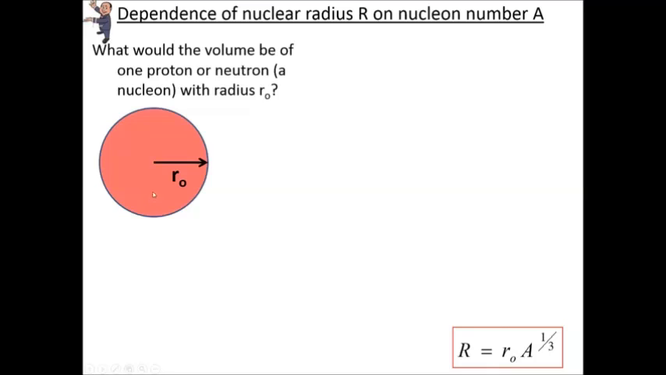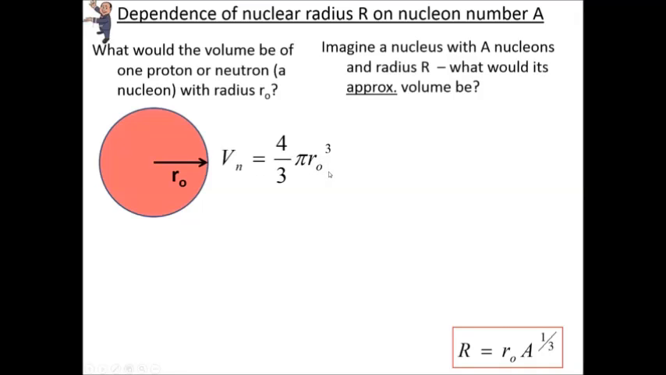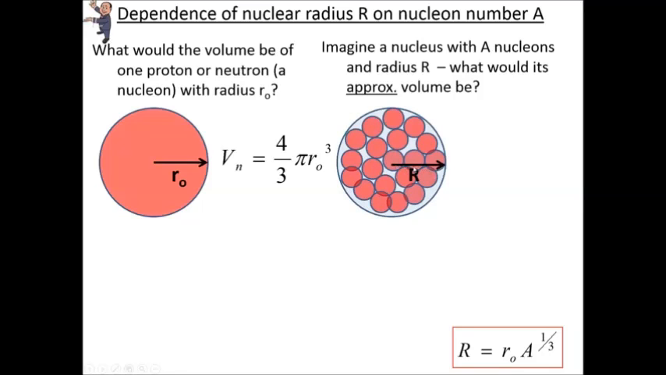So here we've got a very simple idea. This is a nucleon. What would its volume be? Straightforward. The volume of the nucleon would be 4/3 pi r cubed, where r is R0. Let's now think of a nucleus, and inside this nucleus there are A nucleons, and the nucleus has got a radius of big R. So imagine I've tried to show all of the nucleons are inside the nucleus. So what would its approximate volume be? Well, its volume is going to be 4/3 pi R cubed, which is the radius of the nucleus, and this is going to be approximately equal to A, which is the number of nucleons, multiplied by Vn, which is the volume of one nucleon.